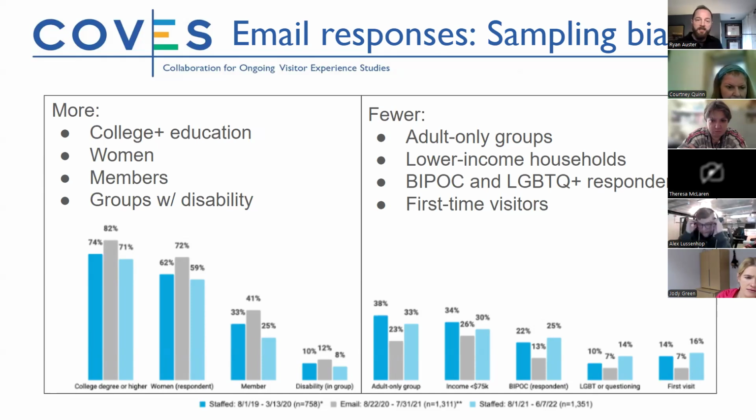And on the left, you can see that the email method introduced a bias where we saw a higher educated visitor, more women respondents, more members, and more groups with disability. On the right, you can see that there are some lower numbers, lower gray bars, fewer adult-only groups, fewer low-income households, fewer BIPOC or LGBTQ plus identifying respondents, and fewer first-time visitors. And these are enough biases to remind us that the email method has its flaws in who chooses to respond.